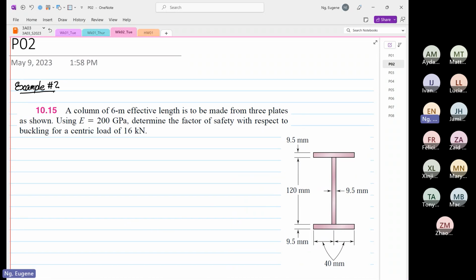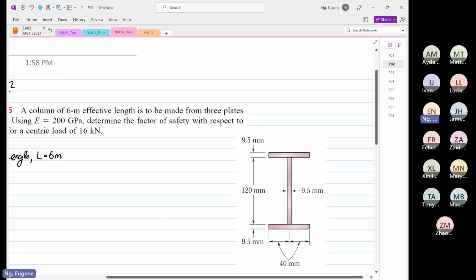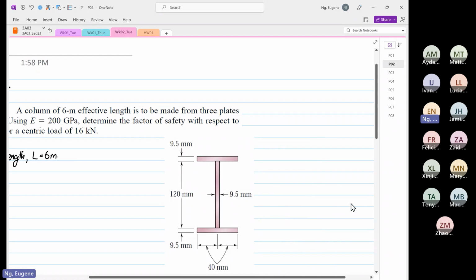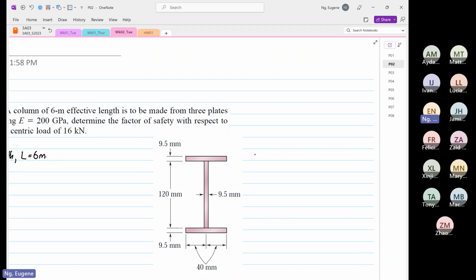Later on, when I teach the extended theory of Euler's equation for buckling, we'll talk more about this effective length. For now, we are given that the effective length L is equal to 6 meters. And this is the cross section of our structure. And if this is a cross section, I'm going to label this. I'm going to draw my transformation.